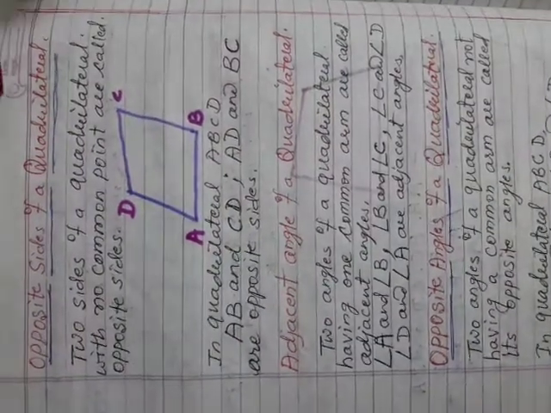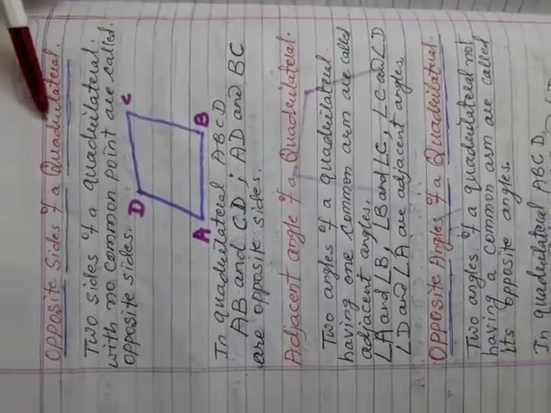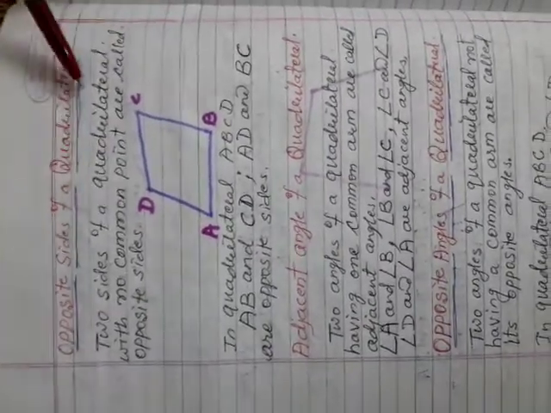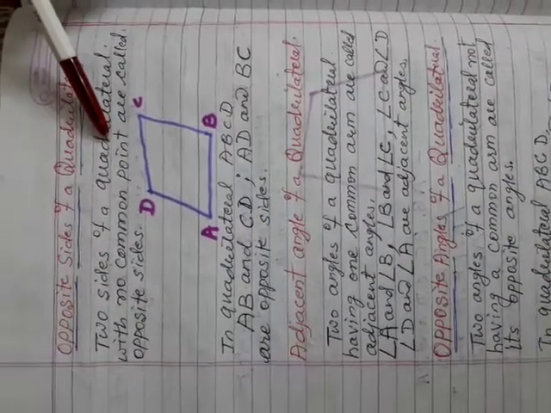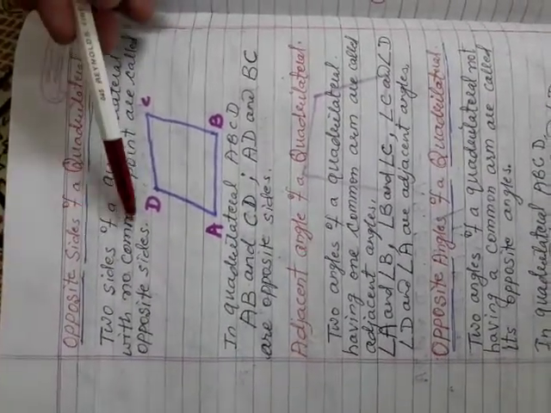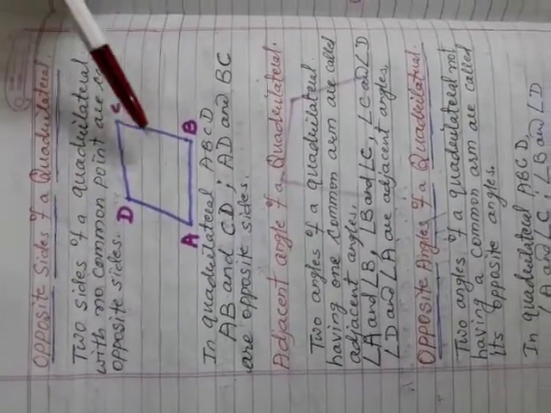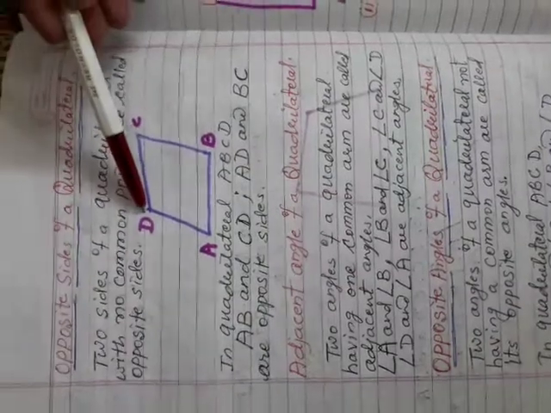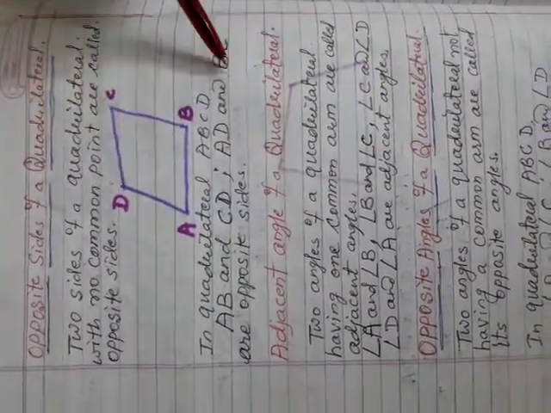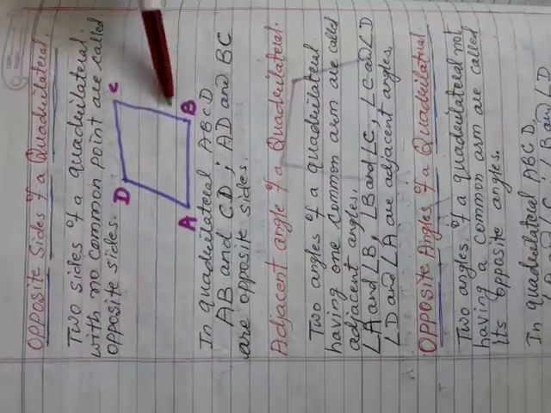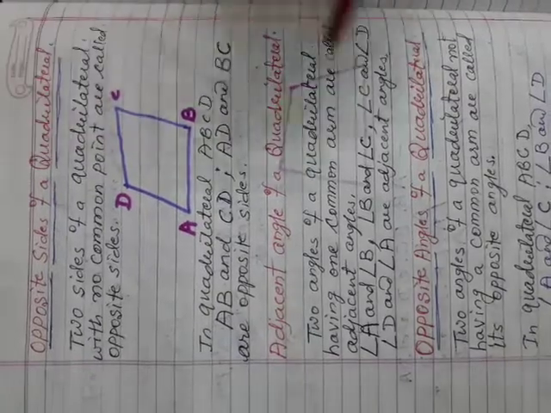Now another point, opposite sides of a quadrilateral. Two sides of a quadrilateral with no common point are called opposite sides. These are the two opposite pairs. AB and CD is a pair of opposite sides, BC and AD is another pair of opposite sides. So two pairs of opposite sides are there, AB and CD, BC and AD.